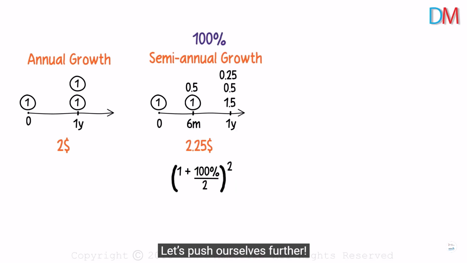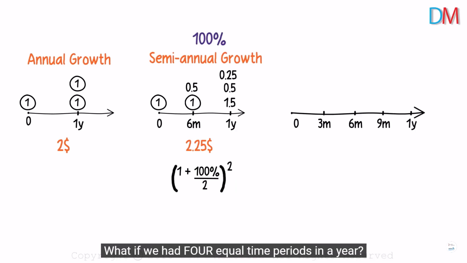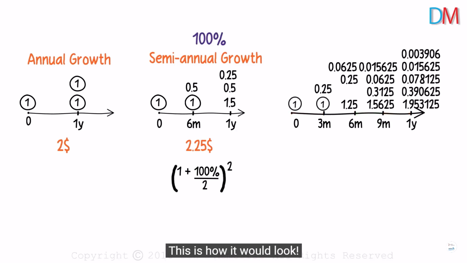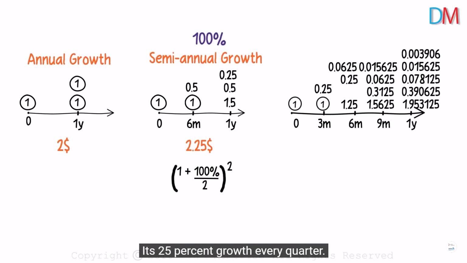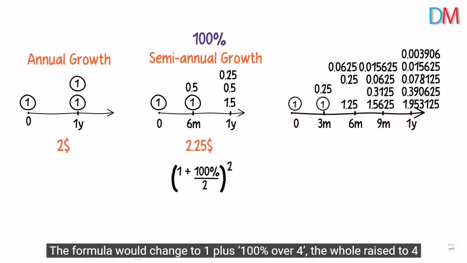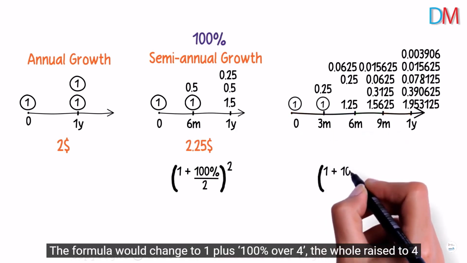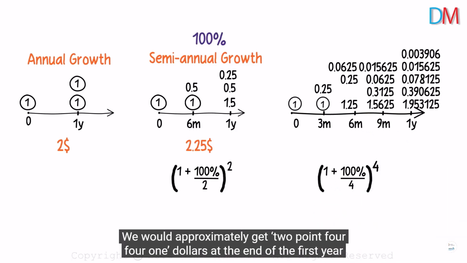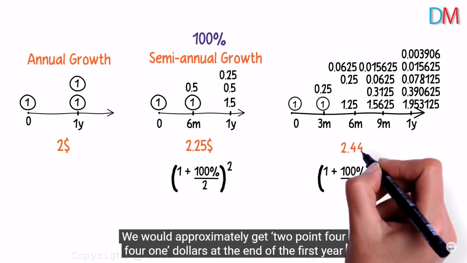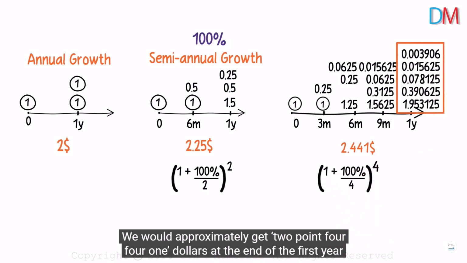Let's push ourselves further. What if we had 4 equal time periods in a year? We have divided 1 year into 4 quarters. This is how it would look. Looks messy, but it's actually very simple if you've understood the concept. It's 25% growth every quarter. The formula would change to 1 plus 100% over 4, the whole raised to 4. We would approximately get $2.441 at the end of the first year.